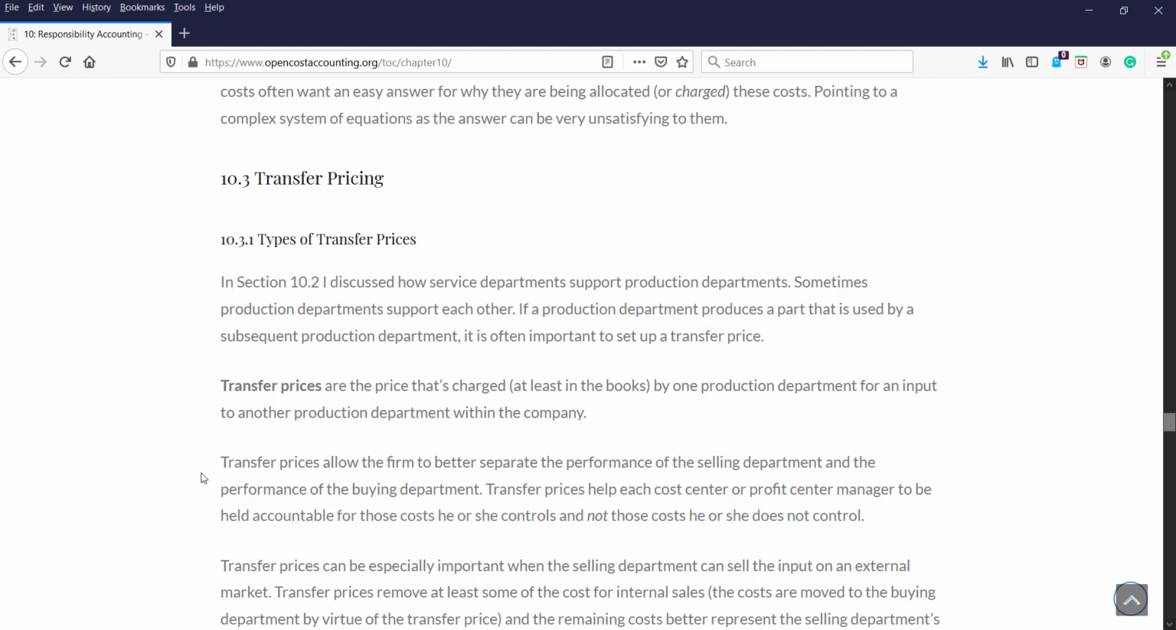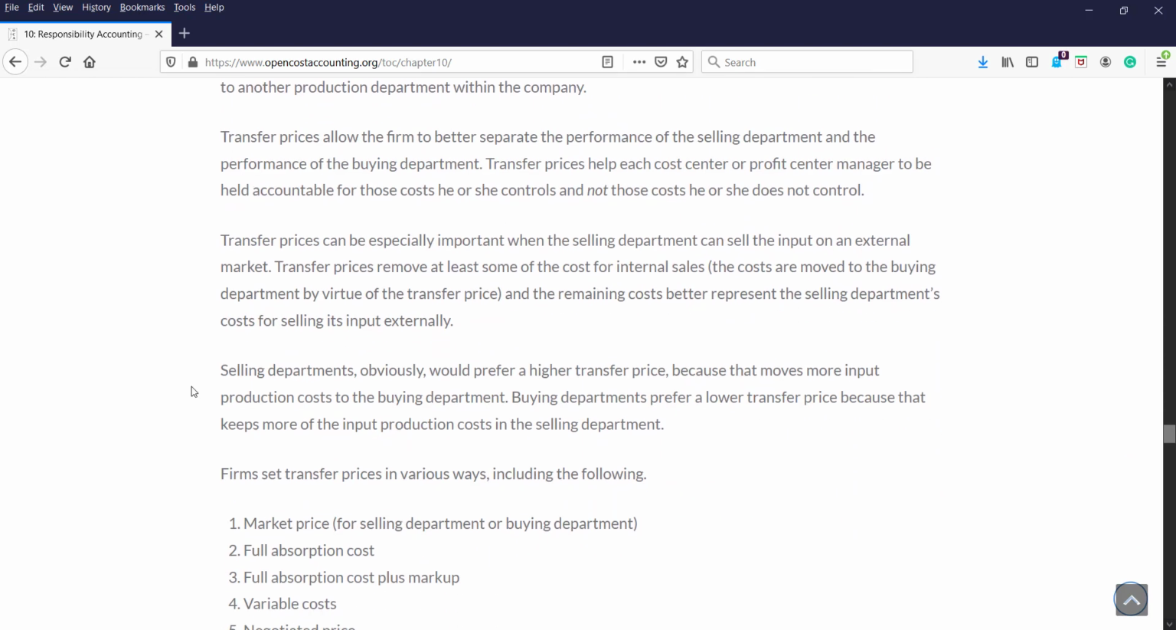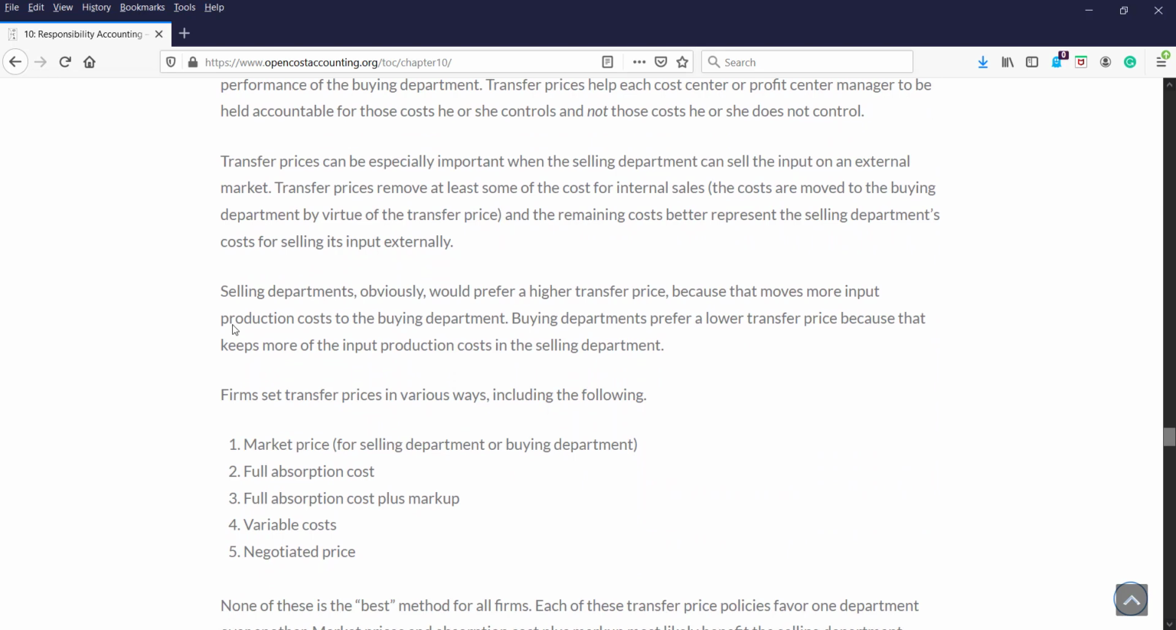So we're moving the costs from one production department to another, and charging and allowing revenue through that price as well to go to the producing department, the earlier production department in that chain. So yeah, we're talking about chains of production departments. Now I'll refer to them as the selling departments and buying departments.